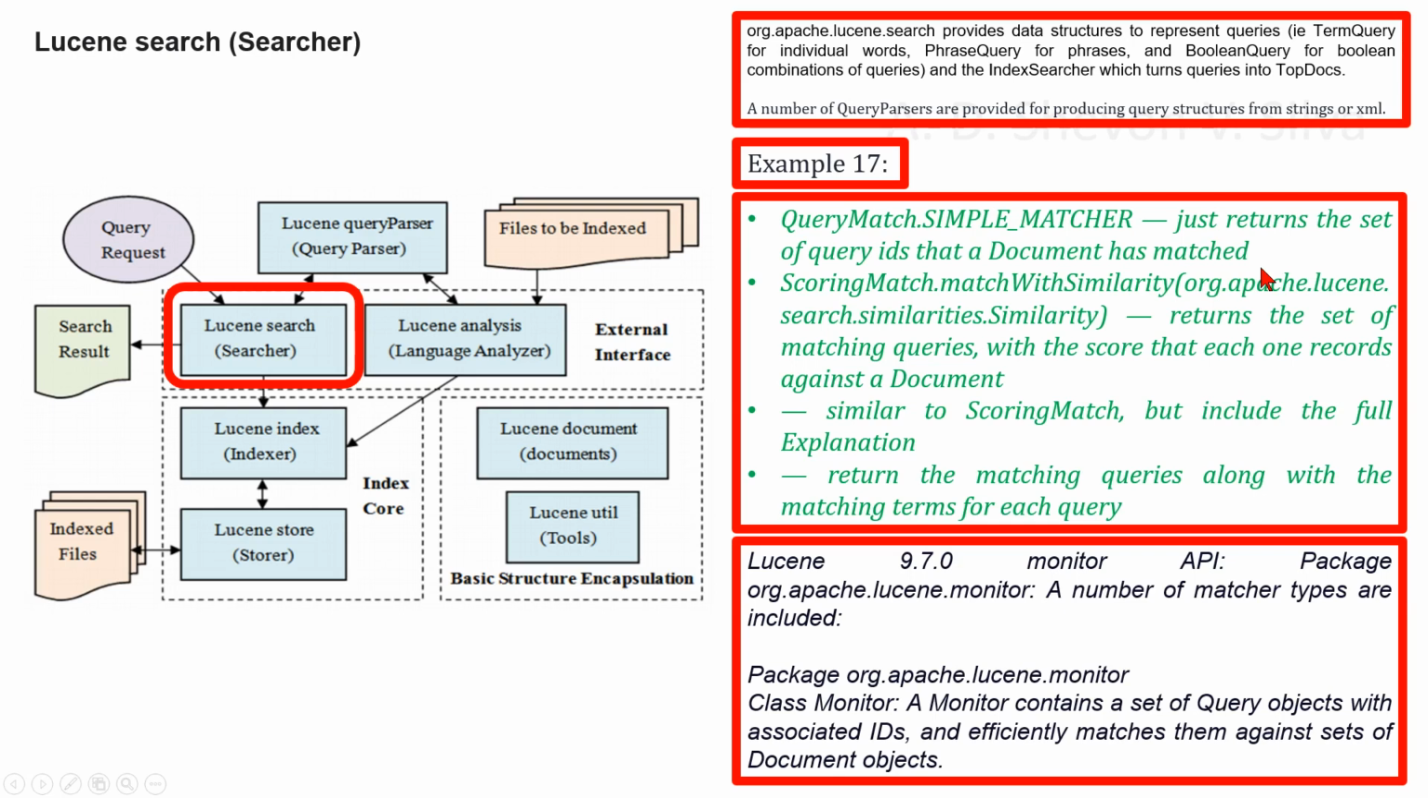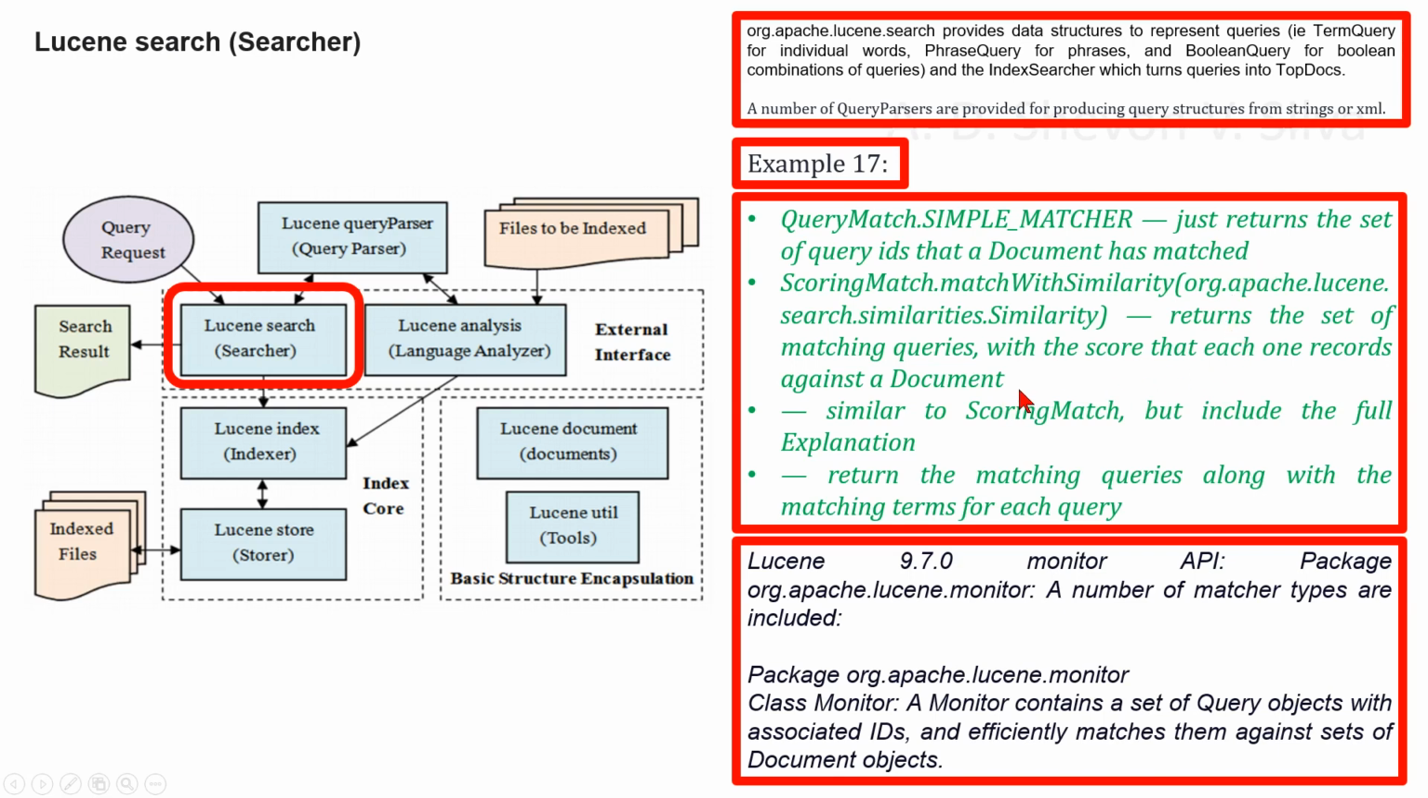In the package lucene.monitor, the monitoring framework, this package contains classes to allow monitoring of a stream of documents with a set of queries. Here a number of matcher types are included. QueryMatch, the simple matcher, just returns the set of query IDs that a document has matched.